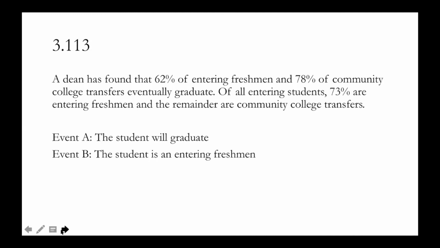So in this exercise, the Dean has found that 62% of entering freshmen and 78% of community college transfers eventually graduate. Of all entering students, 73% are entering freshmen, and the remainder are community college transfers. So here I defined the two events. The event A will be that the student will graduate, and event B will be that the student is an entering freshman.